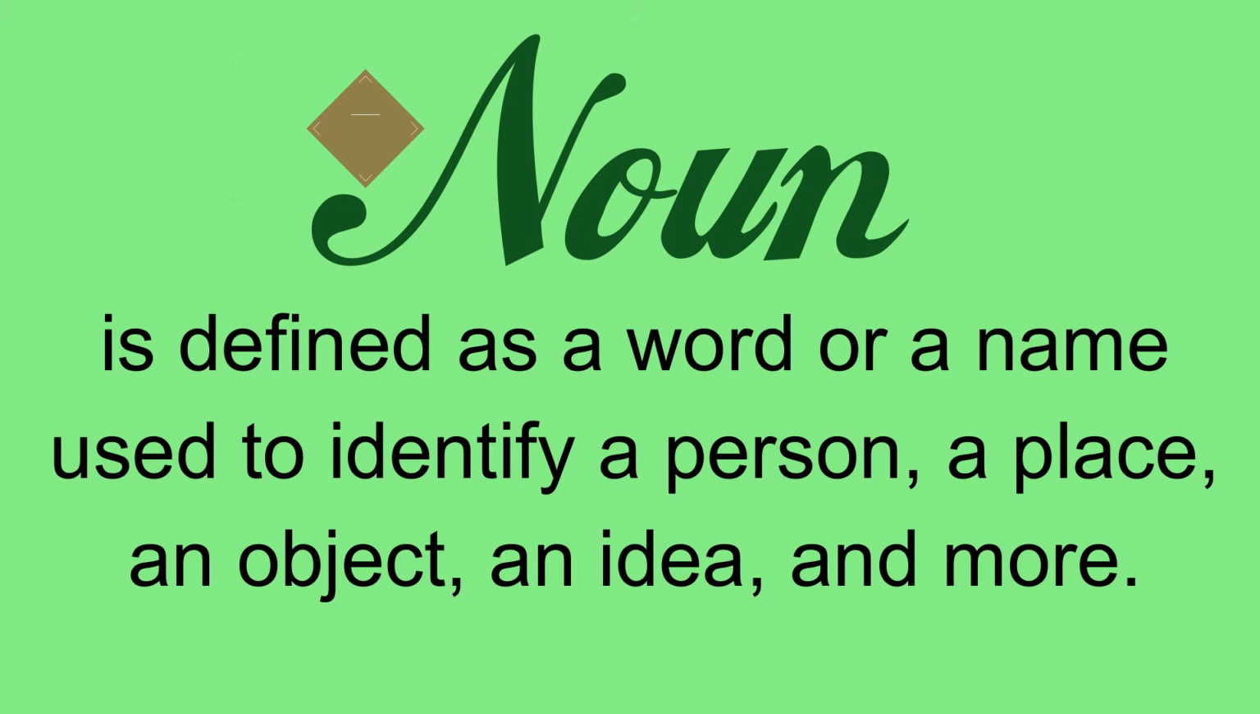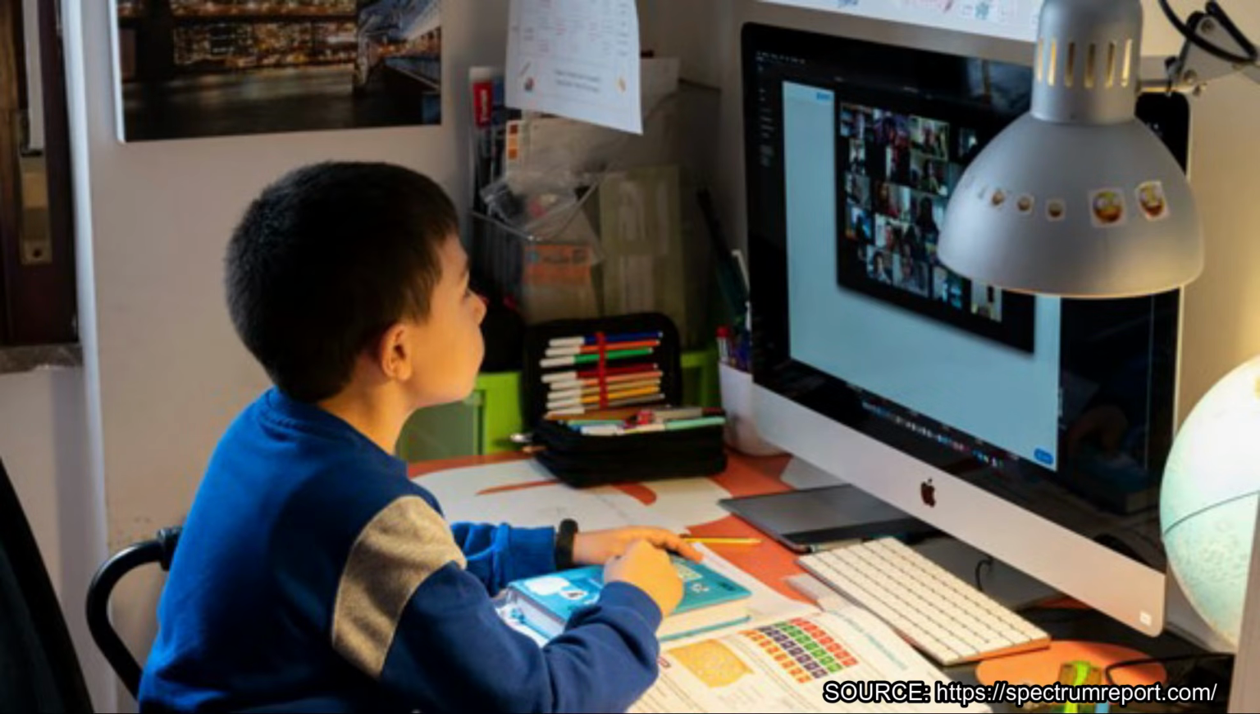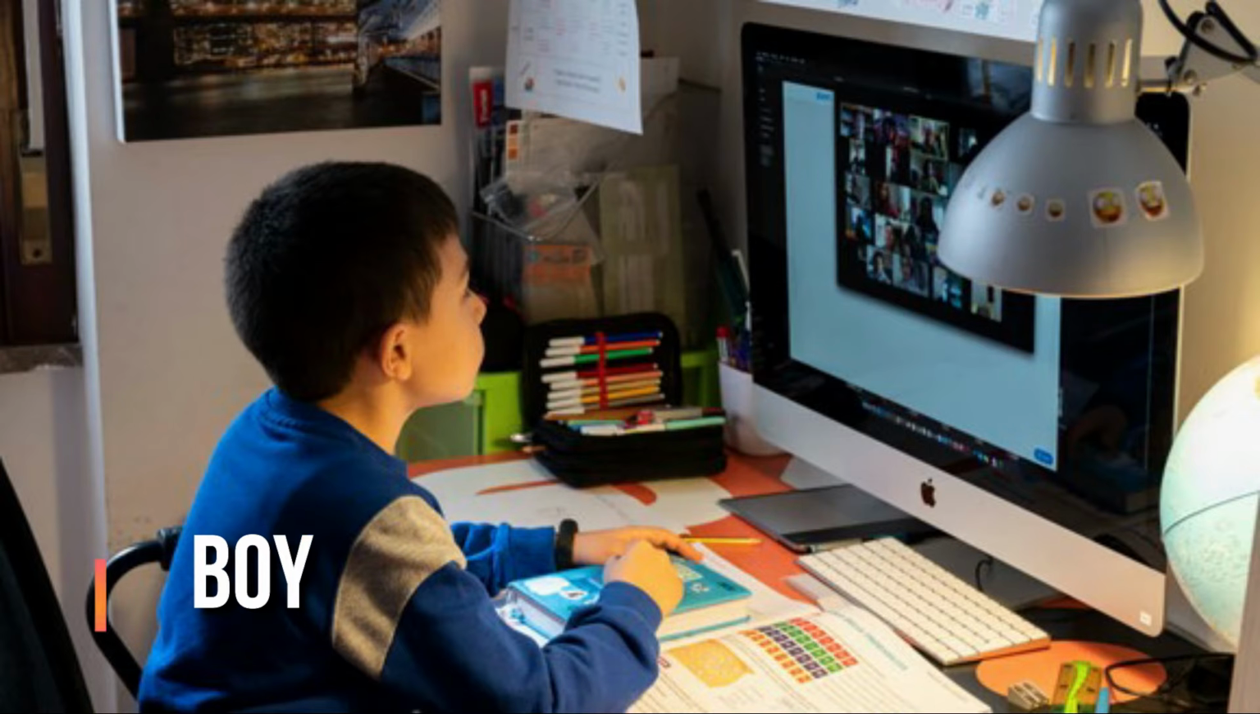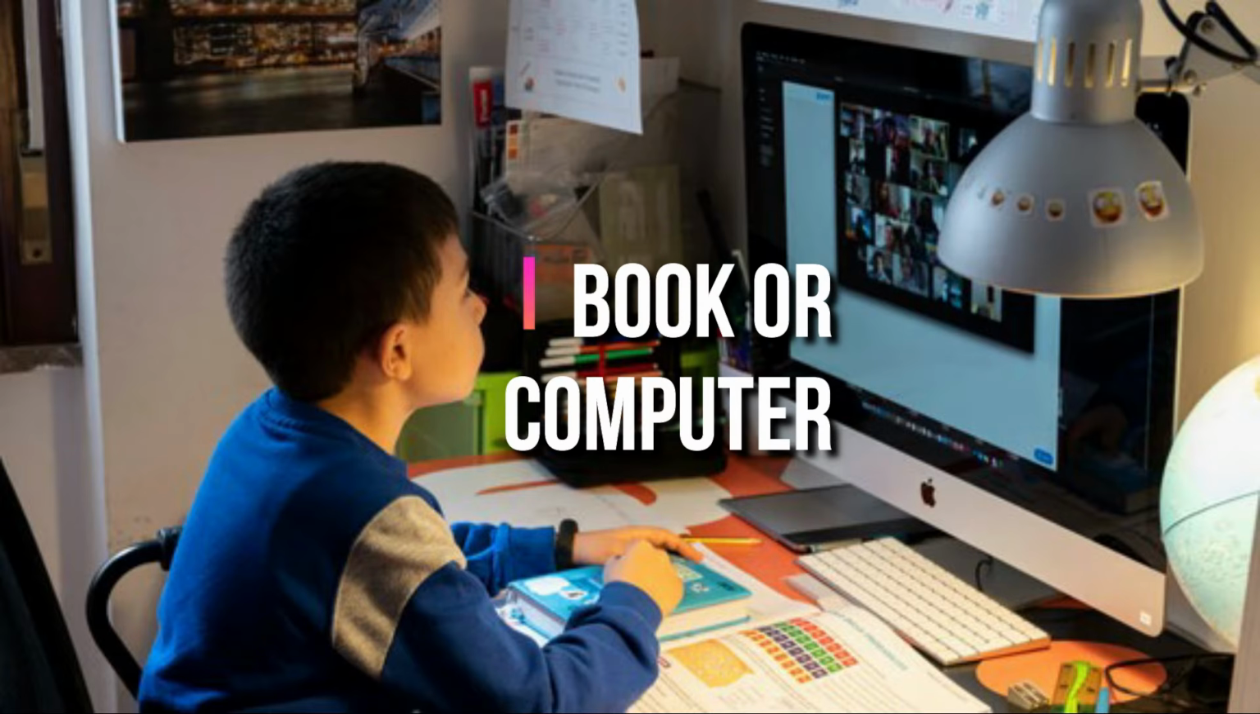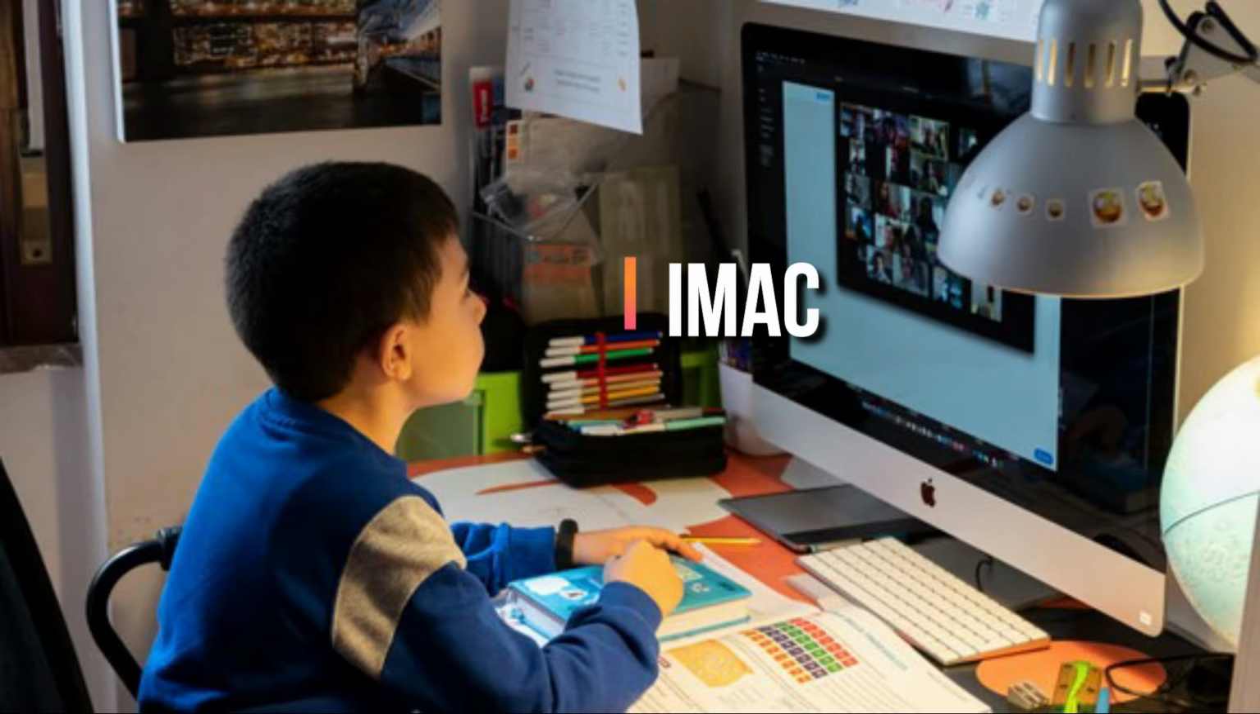Noun is defined as a word or a name used to identify a person, a place, an object, an idea, and more. In this image alone, you can already identify a lot of nouns. For example, for person, boy. Or if this boy has a name, let's say Alex. For place, room. For object, book or computer, or it can also be as specific as iMac.